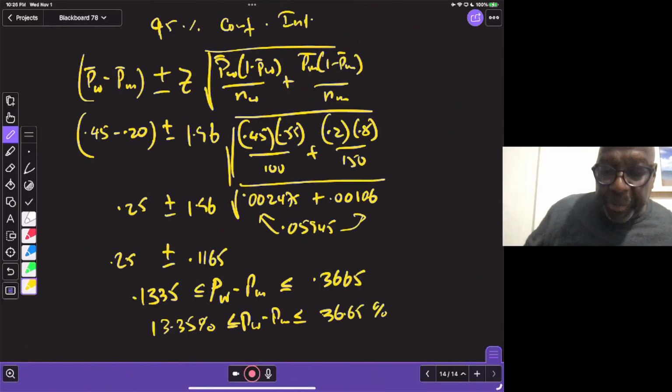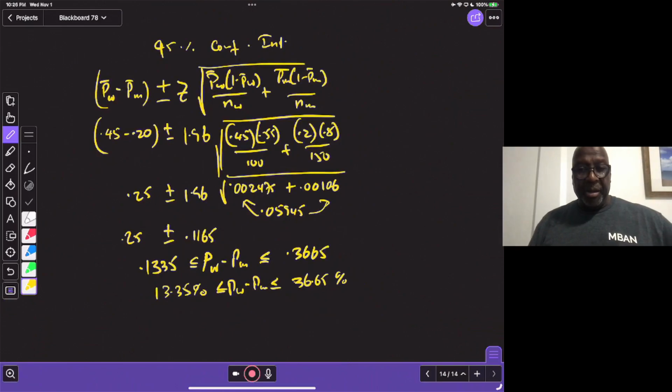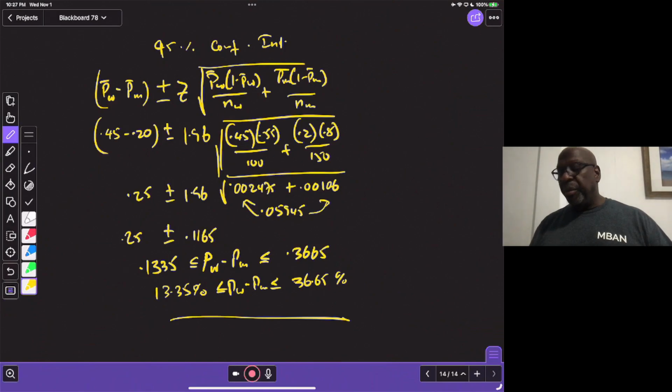So we are 95% confident that the difference between the proportion of women and men supporting that women should have equal pay for equal work lies between 13.35% and 36.65%. Okay, and so you can see from the interval that the difference will exceed 13.35%, but be less than 36.65%. So somewhere in that range is where the difference lies.